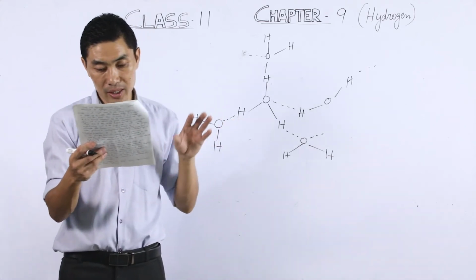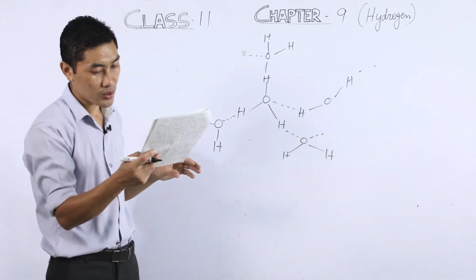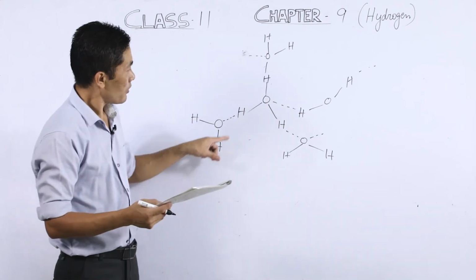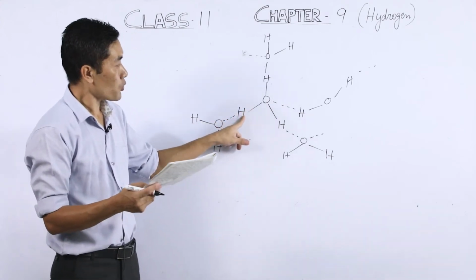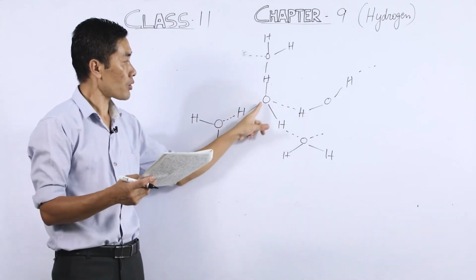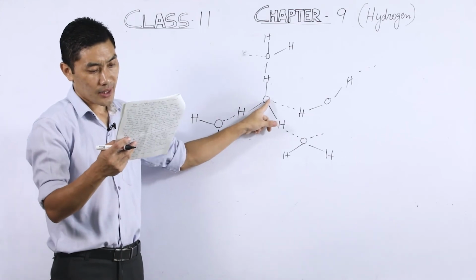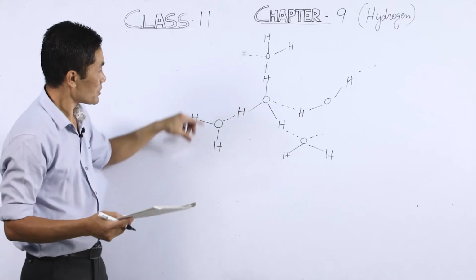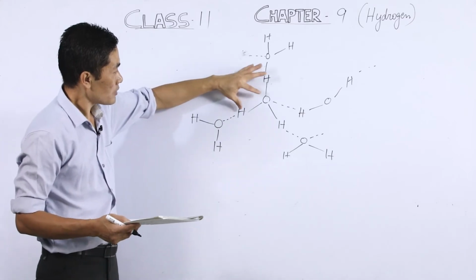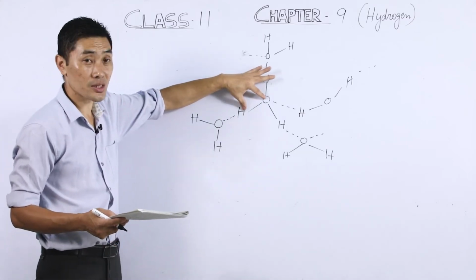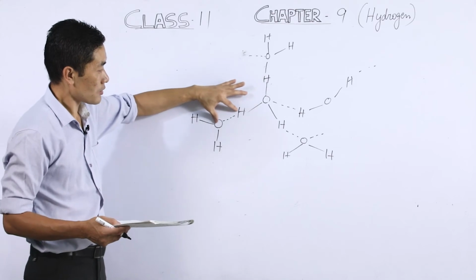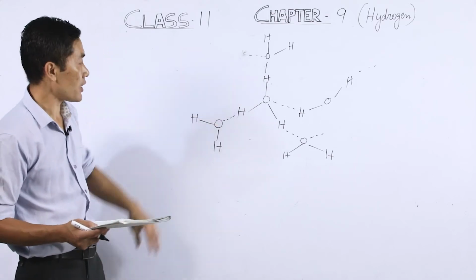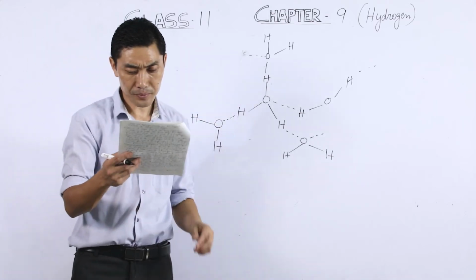So each hydrogen is covalently bonded to 1 oxygen atom and linked to another oxygen atom by a hydrogen bond. So if you just see this hydrogen, this is covalently bonded to this oxygen, and to this oxygen it is linked by a hydrogen bond.